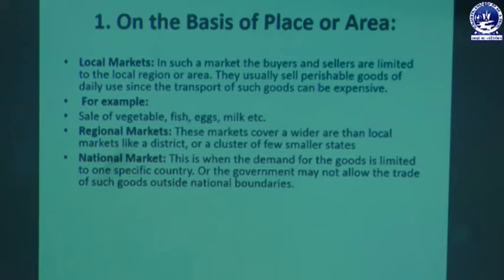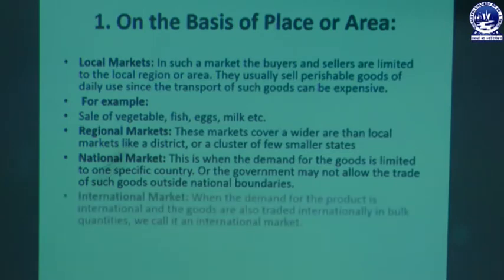So that forms the national market, when the market is limited within a state's boundary. And the international market, on the basis of place, is when the demand for the product is international, or we can say there is a market for that particular product outside the boundary of the nation, and the goods are also traded internationally in bulk quantities. So we call it an international market.